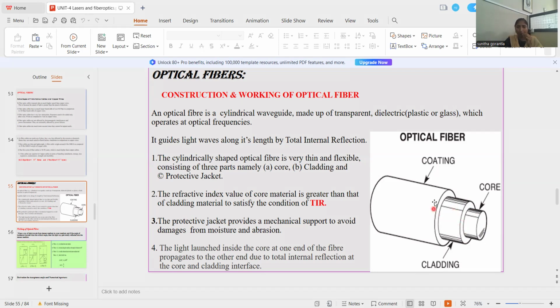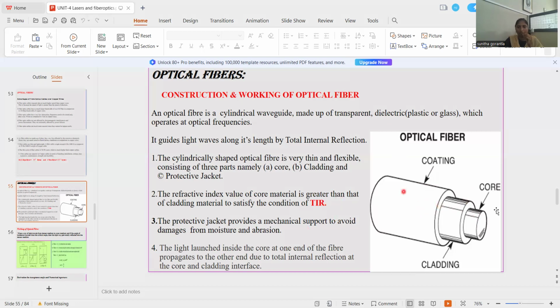And the cladding is surrounded by the third layer, that is called protective jacket. This protective jacket provides the mechanical support to the optical fiber and avoids damage from moisture and abrasion. This is the construction of the optical fiber.